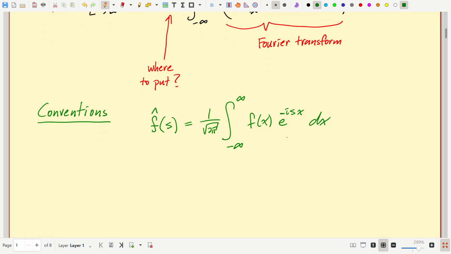Okay, that's the complex version of the Fourier transform, and we also sometimes write f hat of s as the Fourier transform with no s or c, so this is just the plain old Fourier transform of f. Sometimes that's a convenient notation.